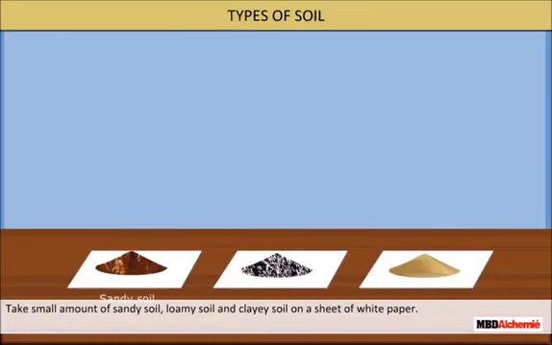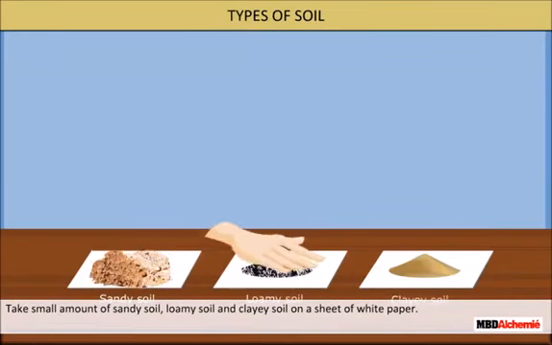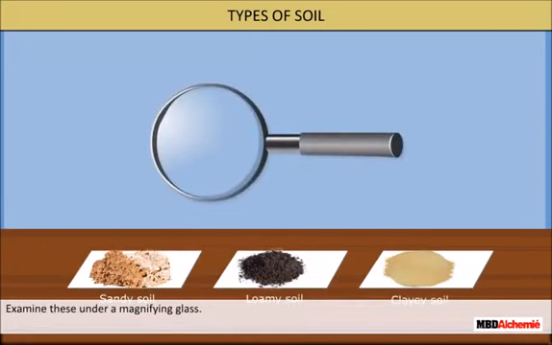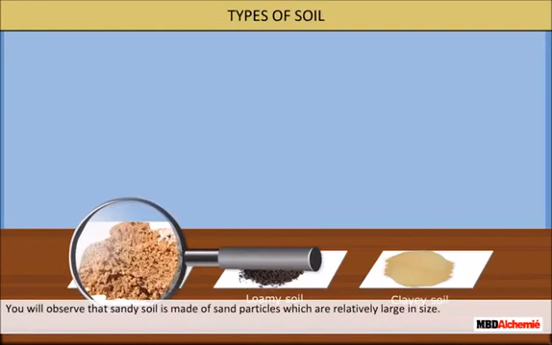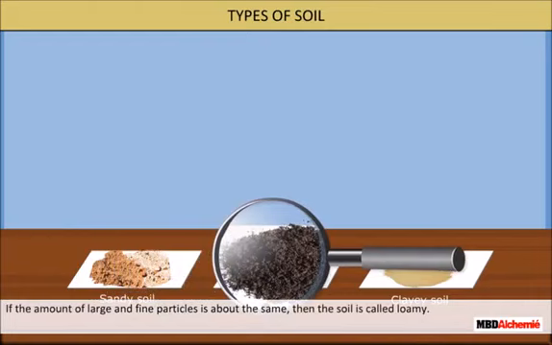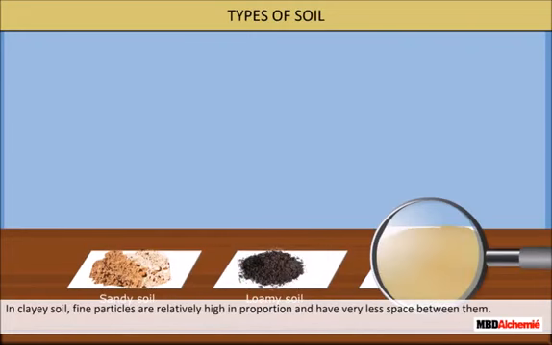Take a small amount of sandy soil, loamy soil and clay soil on a sheet of white paper. Examine these under a magnifying glass. You will observe that sandy soil is made of sand particles which are relatively large in size. They cannot fit closely together and there is large space between them. This space is filled with air. If the amount of large and fine particles is about the same, then the soil is called loamy. In clayey soil, fine particles are relatively high in proportion and have very little space between them.